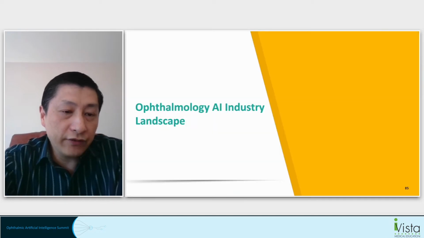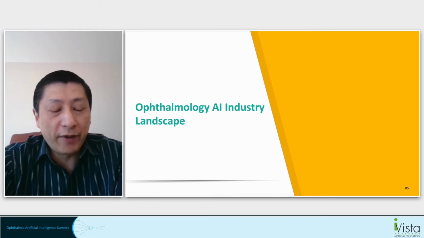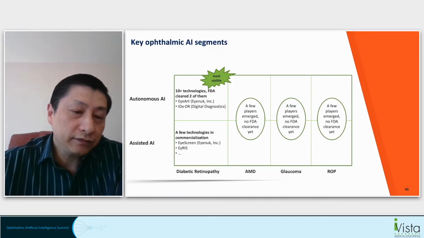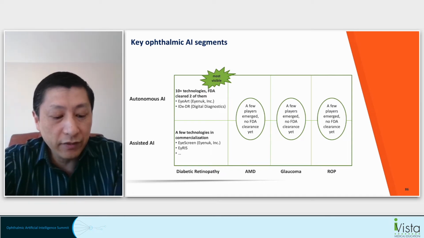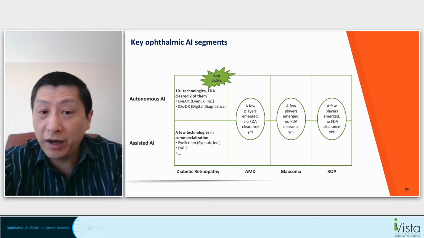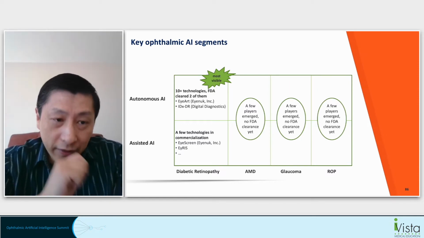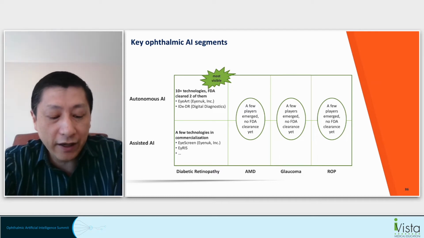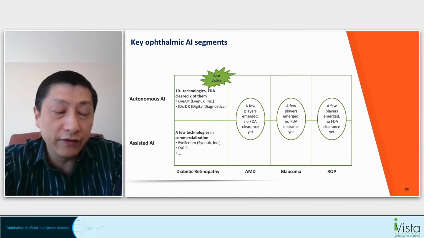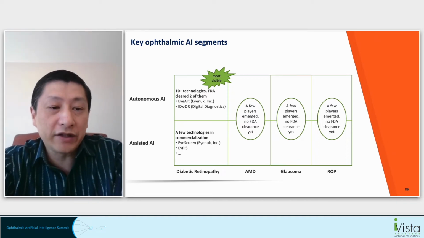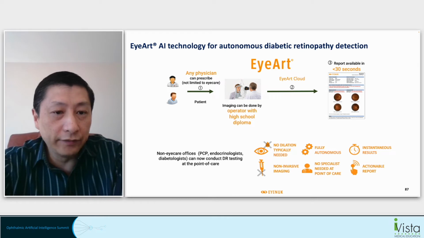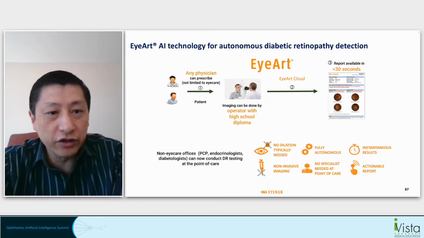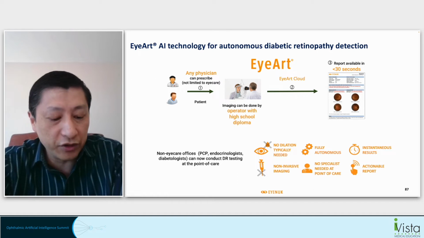So now I'd like to give you a quick overview of our industry, the ophthalmology AI industry's quick landscape. Actually, AI is active in all ophthalmology segments, especially in DR, AMD, glaucoma, and also ROP. Among them, there's no doubt the autonomous AI segment for DR detection is the most active and visible segment, with 2 FDA clearances to date already, and the CMS national reimbursement here in the US. Now, obviously, there are a number of players, but I'm just going to use our IR product as an example to show you how this works.